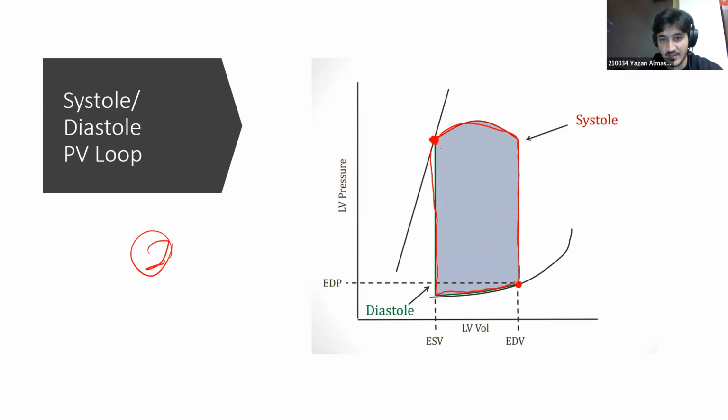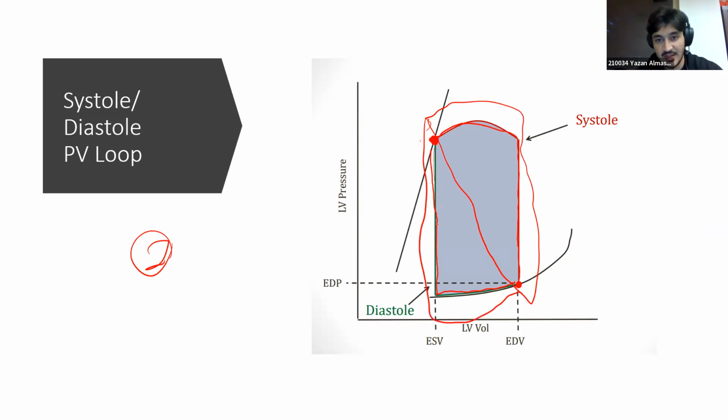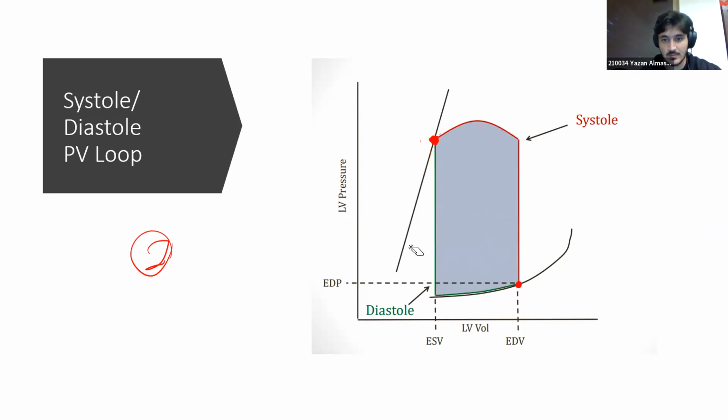So, can we say that this part is called systole and this part is called diastole? Yes, we can. So this part of the PV loop is diastole, and this part of the PV loop is the systole. Does that make sense? Yes. Okay, perfect. Tamam. And this is S1 sound.